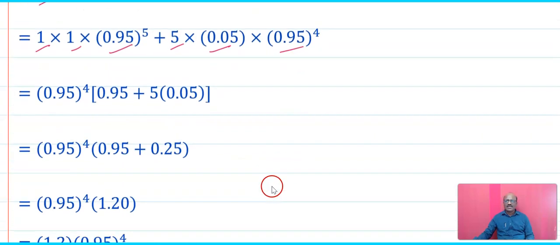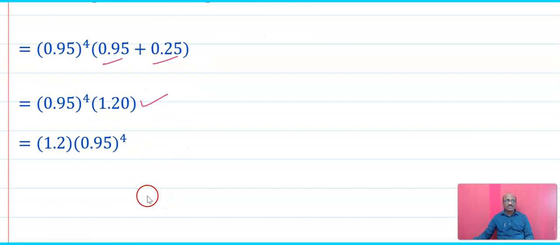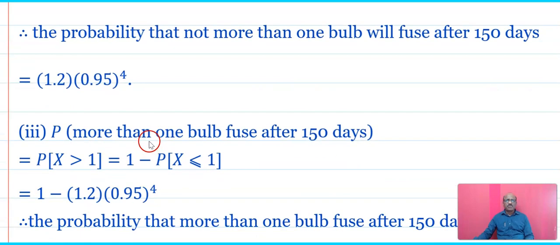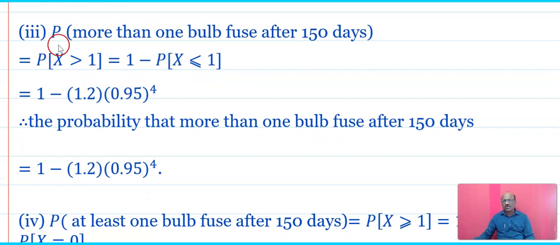Here again you take 0.95 raised to 4 as common. Then you will get, in bracket, 0.95 plus 5 into 0.05. If you simplify it, you will get 0.95 plus 0.25, which is 1.2. So it is 1.2 into 0.95 raised to 4. Therefore, the probability that not more than one bulb will fuse after 150 days is 1.2 into 0.95 raised to 4.